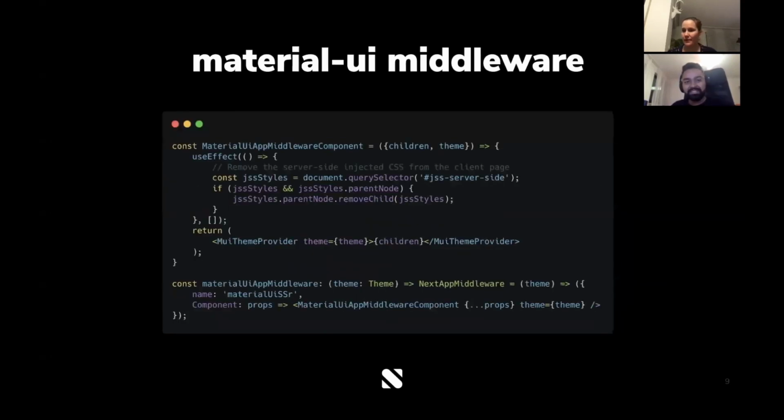How do we do Material UI? Like you mentioned earlier, Anna, this is a builder function. So it accepts a theme and then passes it forward. Do you see that there's a Material UI app middleware component? And over there, we are rendering the theme provider, which gets a theme. And we have a useEffect there, which is doing the job which was being done in componentDidMount. That is removing the server-side CSS and letting the client take care of it.